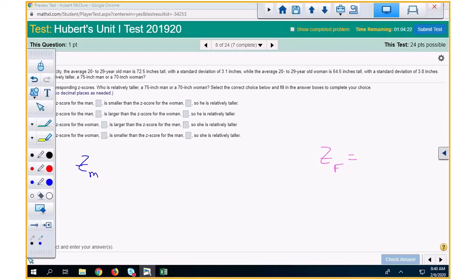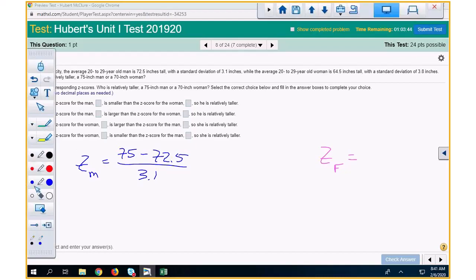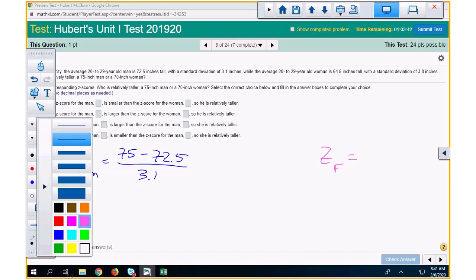So for the males, I'm looking for the height of a male. 75 inch man. Ain't that Lyndon B. Johnson? Wasn't he 75 inches? Okay, 75 minus 72.5 over 3.1. Okay, I hope everybody is not talking while I'm talking because it's starting to get on my nerves. Okay? All right. Now let's do the pink.